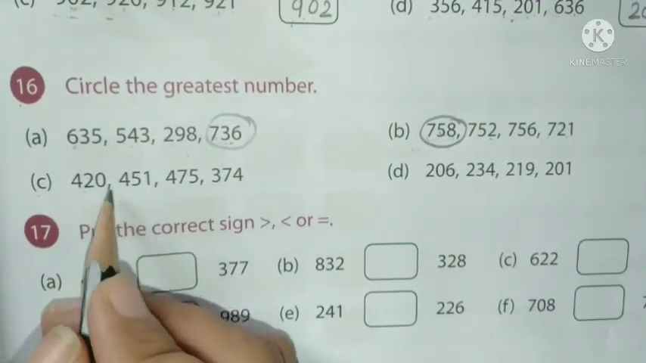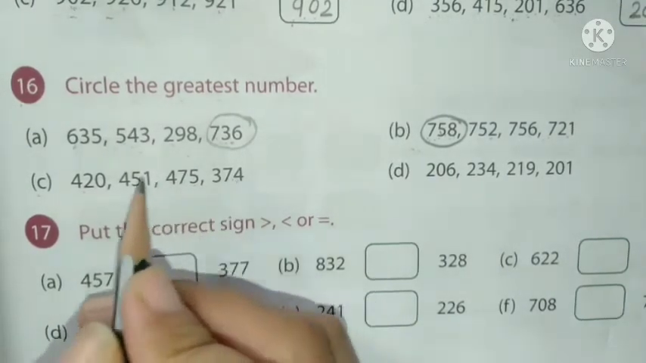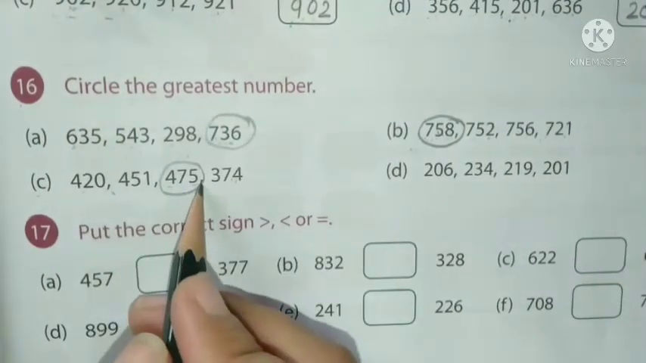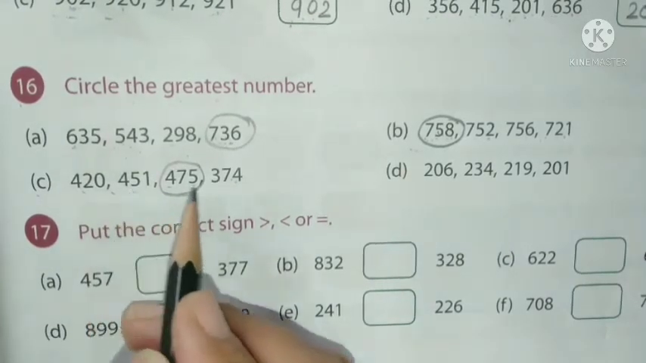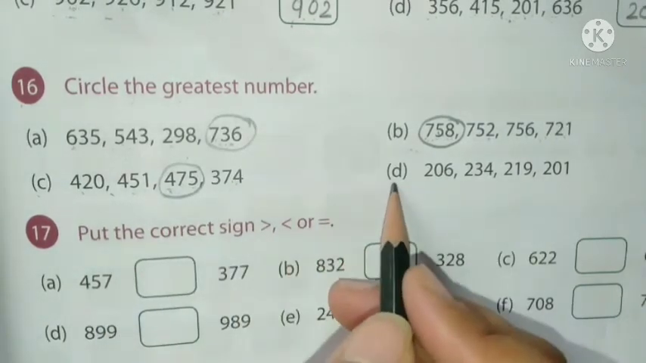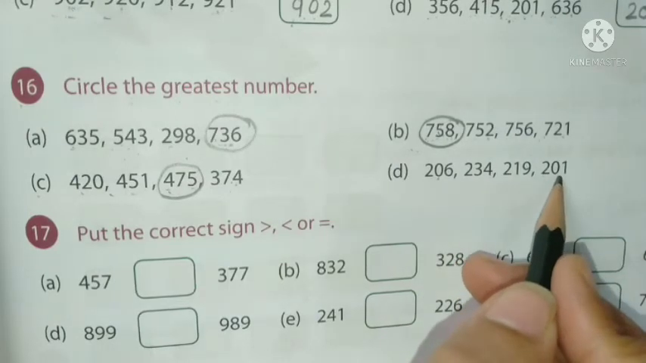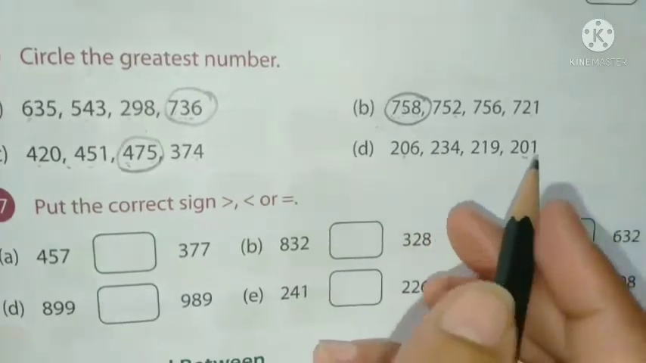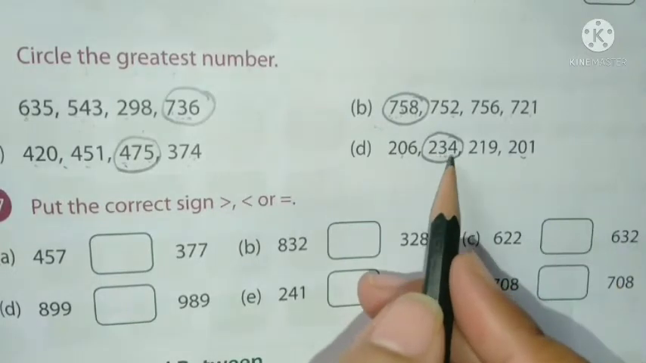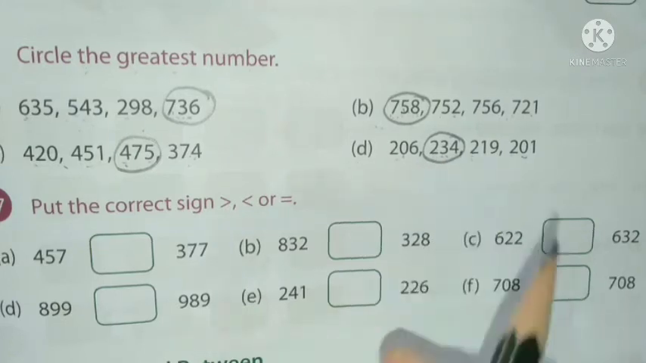C. 420, 451, 475 and 374. So tell me which is the greatest number here? Yes, 475, because 475 is greater than 420, 451 and 374. So circle this number. D. 206, 234, 219 and 201. So which is the greatest number here? Yes, 234. So circle this number 234, because all these numbers are smaller than 234.